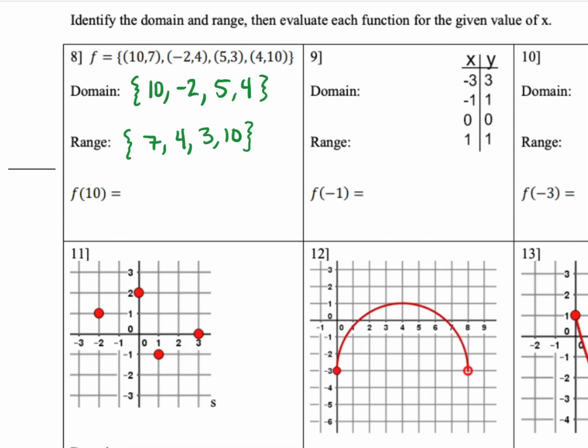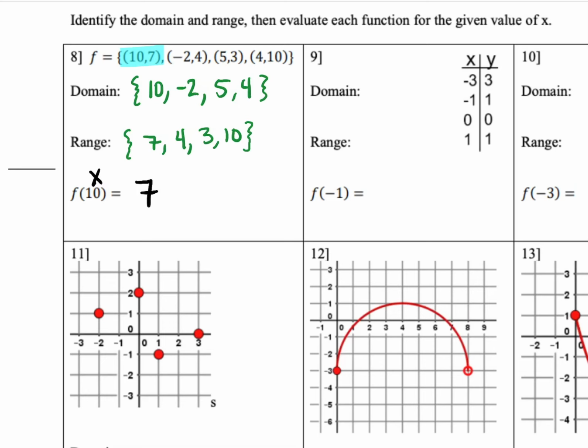Now we're asked to evaluate the given value. This is really our value for x. So we have f of x, or when x equals 10. So we want to look at our point when x equals 10, which is right here. What is that y value? That y value is 7.